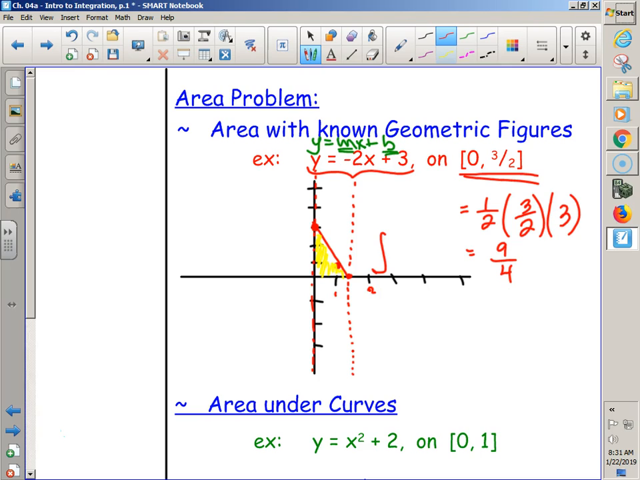It would be underneath the math menu. I think it's FNINT, function integrate. It's also under the shortcut menu. And I would have you put in 0 and 3/2 as your lower and upper bounds. I would have you put in your negative 2x plus 3 as your integrand, and a dx.